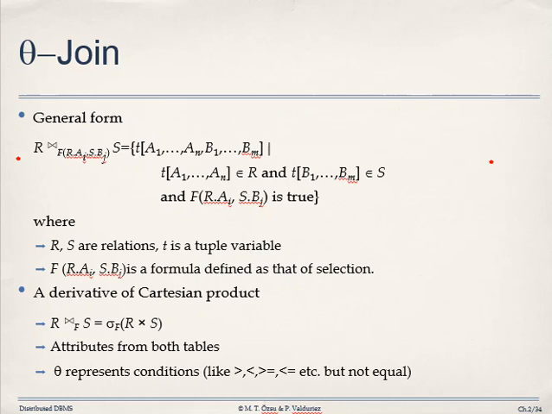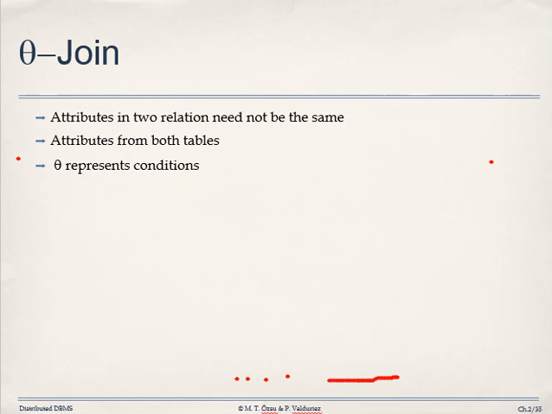So conditions like greater than, less than, greater than or equal to, less than or equal to, but not an equality condition. Okay, so theta join we can apply for less than, greater than, less than or equal to, and greater than or equal to, but not for the equijoin. So in theta join, the attributes in the two relations need not be the same. Okay, so in theta join it is not a condition that both the relations should be union compatible.